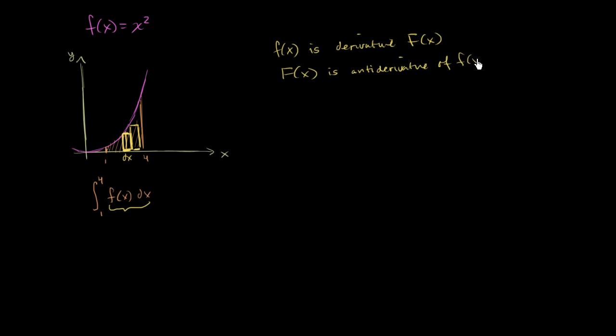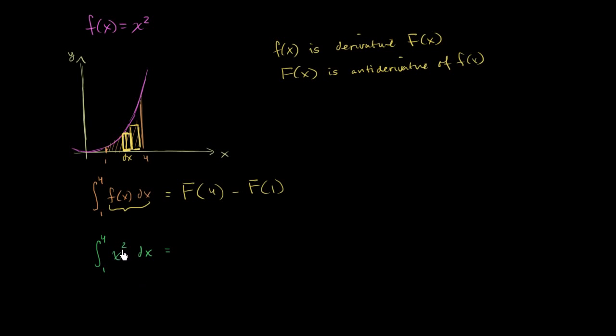of lowercase f of x, then I can evaluate this thing, and we do a whole video on conceptually understanding why this makes sense. We can evaluate this by evaluating the antiderivative of f, or an antiderivative of f, at 4, and from that subtract the antiderivative evaluated at 1. So let's do it for this particular case right over here. So I'll just rewrite this statement. Instead of writing f of x, I'll write x squared. So the definite integral from 1 to 4 of x squared dx.